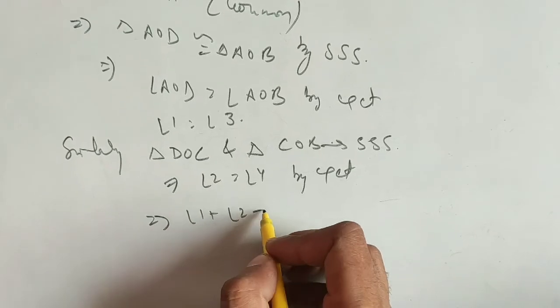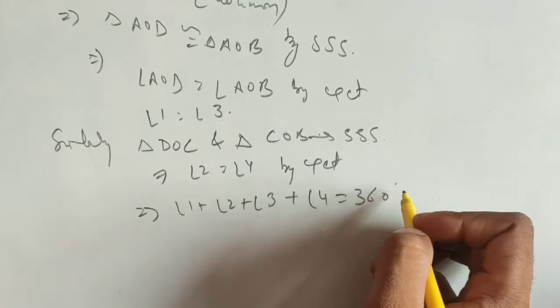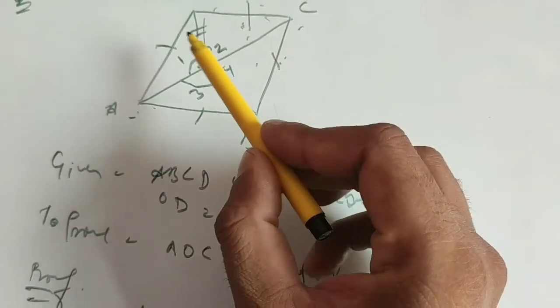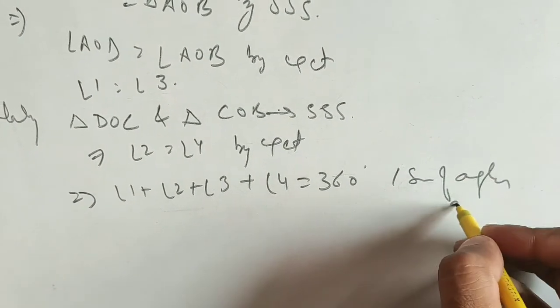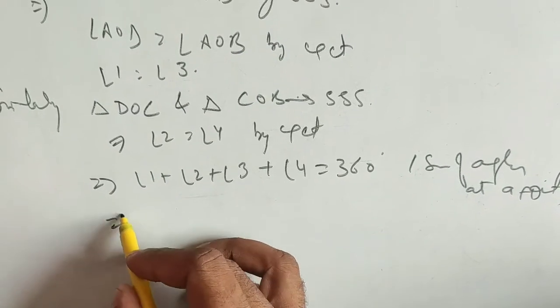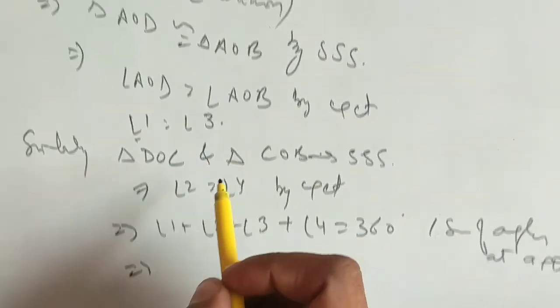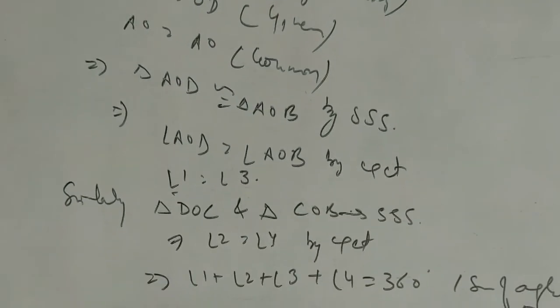So we can clearly see that the sum of all these should be 360 degrees. The sum of angle 1 plus 2 plus 3 plus 4, because this is the sum of angles at a point, and the sum of angles at a point is 360. And we know that 1 and 3 are the same, 2 and 4 are the same.